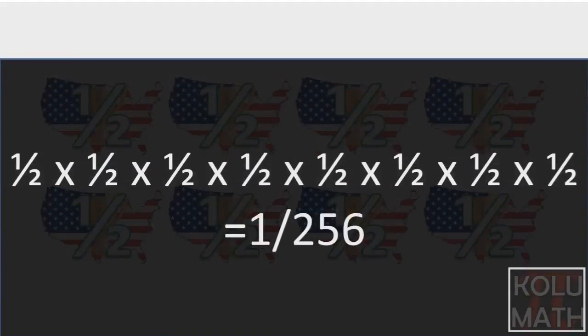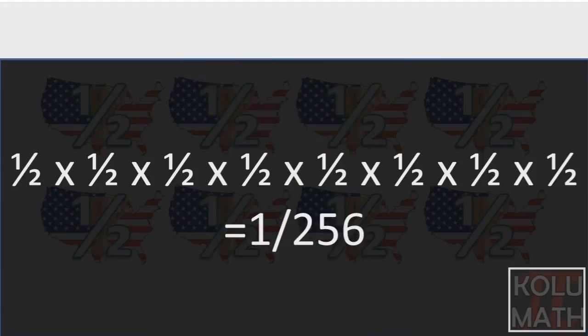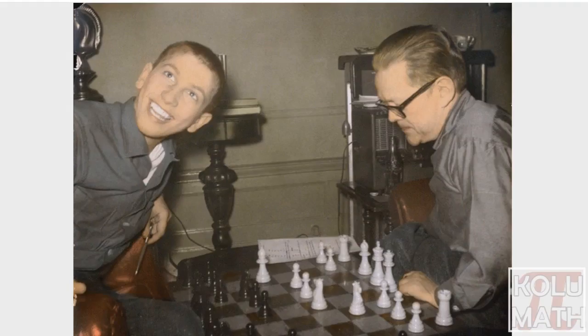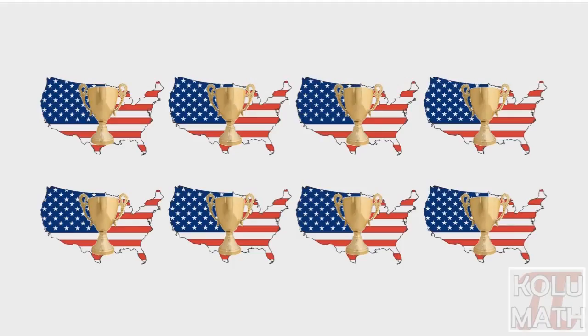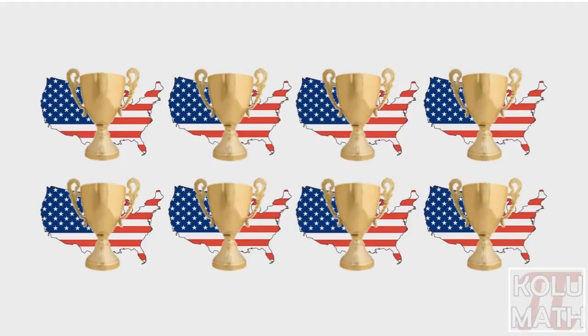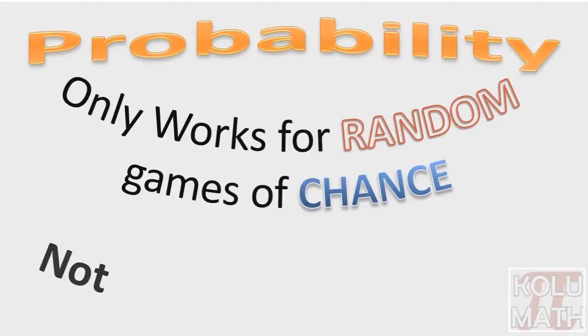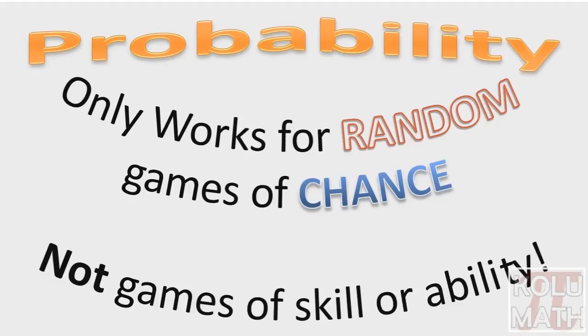And I guess we could take all those numbers and multiply them together, and that gives us 1 over 256. A very small chance. I hope you guys picked up on that there. Actually, we wouldn't do that because, believe it or not, Fischer, the guy there on the left with the big grin, was actually a genius and an expert in chess. In fact, at 14 years old, he won all 8 of those championships. Because remember, chess is not a game of random chance. It's a game of skill. And probability only works for random games of chance, not for games of skill or ability.